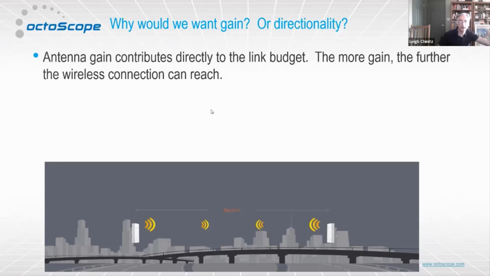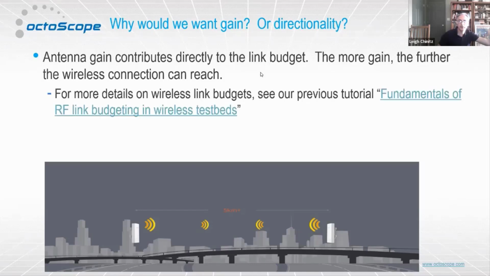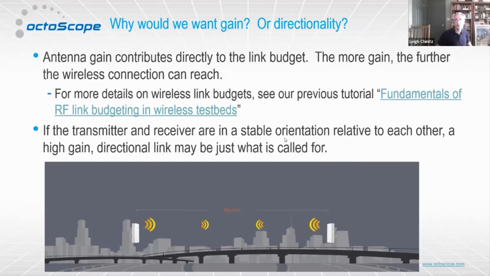The advantage there is that it contributes directly to the link budget. I'm not going to go into details on link budgets. We did that in a previous tutorial, so anybody who's interested, please take a look at that one. It's called Fundamentals of RF Link Budgeting in Wireless Testbeds. But the basic point is that the more energy you can point in the direction of the receiver, the better that receiver is going to be able to hear you, so you can go further. So if the transmitter and receiver are in a stable orientation relative to each other, then a high gain or directional antenna may be just what's called for.